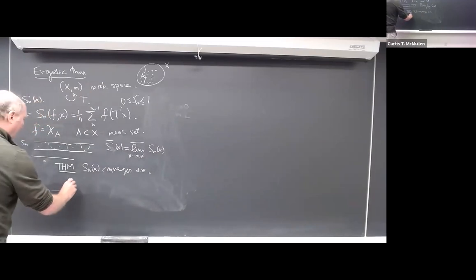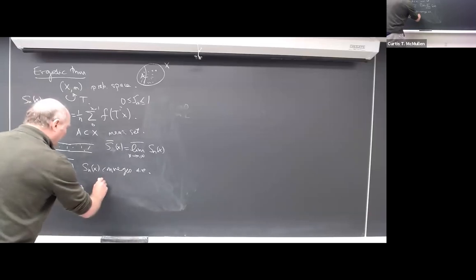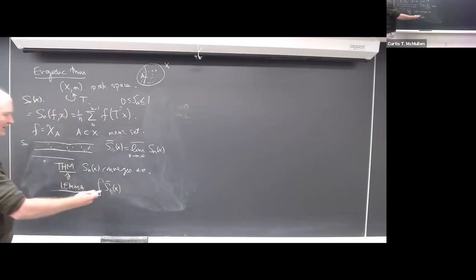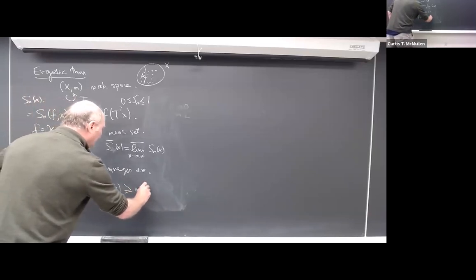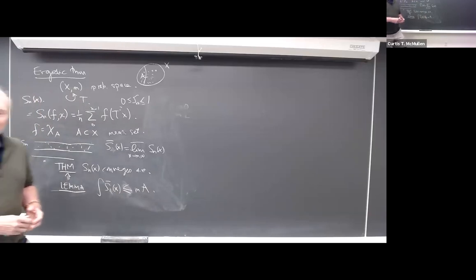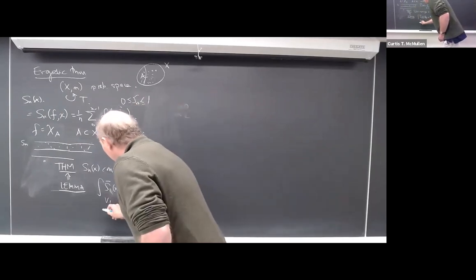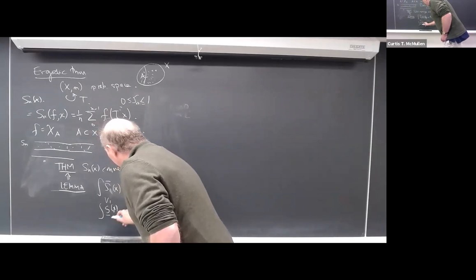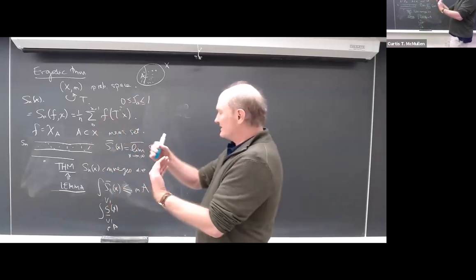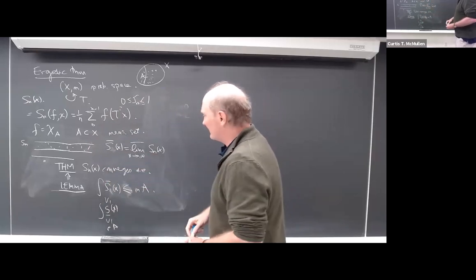And in fact, this is implied by the following simply stated lemma, which is that the integral of the limsup of S over our space is less than or equal to the measure of A. Because this same argument, replacing A with its complement, will show that the integral of the liminf is greater than or equal to the measure of A. But this function is bigger than that function, and so if they have the same integral, they must agree almost everywhere, and therefore you have convergence because the limsup agrees with the liminf.